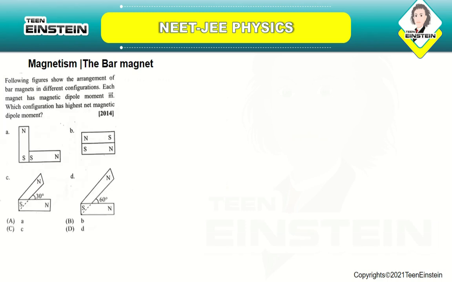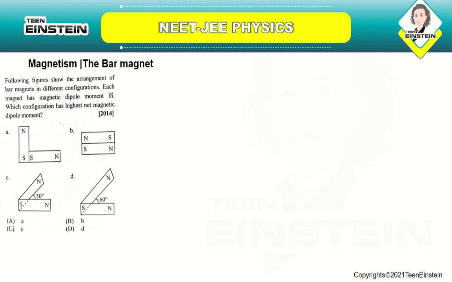The next question is, the following figures show the arrangements of bar magnets in different configurations. Each magnet has magnetic dipole moment M. Which configuration has the highest net magnetic dipole moment? They have given us four different configurations, and they want us to find out which has the highest net magnetic dipole moment. They have placed the bar magnets in different configurations, so one by one we will try to calculate.